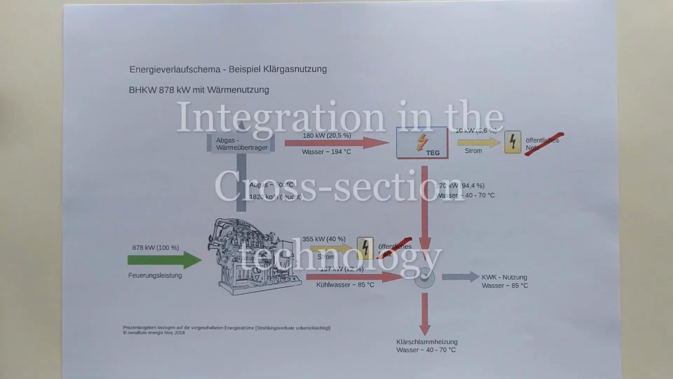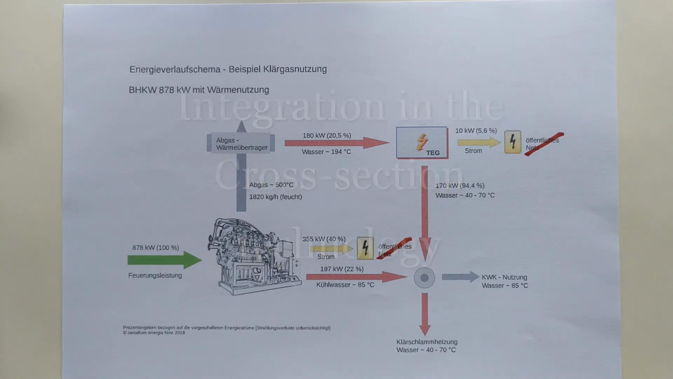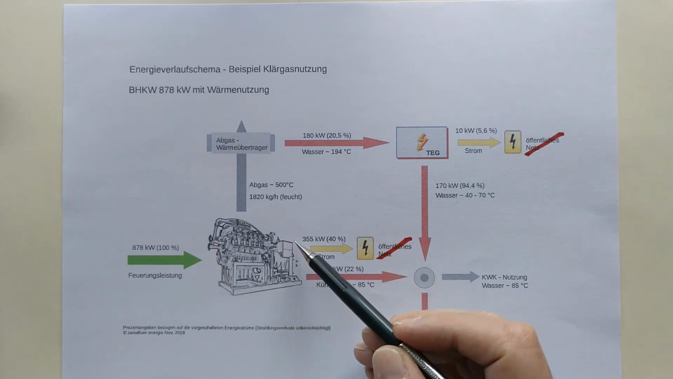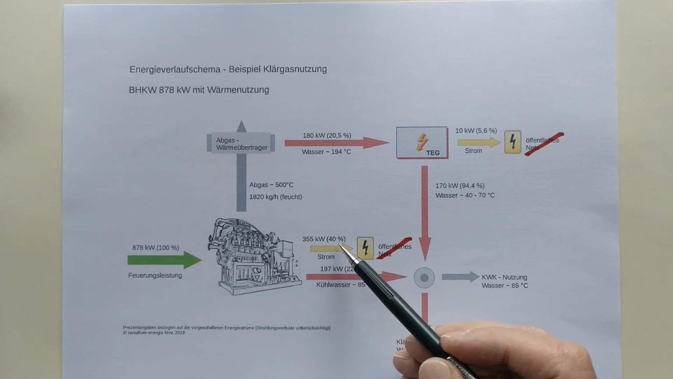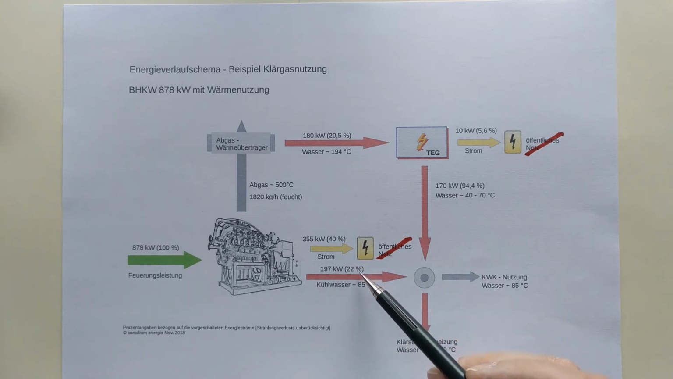Let us now look at a possible case of integration into a cross-sectional technology. The example shows a sewage treatment plant application. The sewage gas coming from the digestion tower is burned by the gas engine and converted into kinetic energy, which drives the generator that produces electricity. It succeeds in doing this with about 40% of the supplied energy.